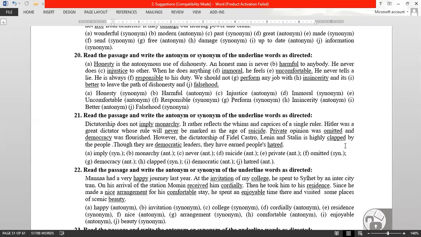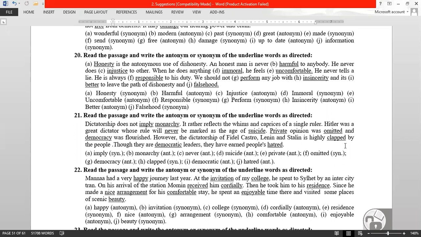Yes, sir. Then insincerity. Very easy. Sincerity. Just in has been added before this word to make it an antonym. Then better, it's a very common word. Good, better, best. Comparative of good. Antonym. Bad. If it were positive degree, that is, if it were good, you could have used bad, but it's better, comparative. So you have to use the comparative form of it, or worse, W-O-R-S-E. Good, better, best, bad, worse, worst. Okay.